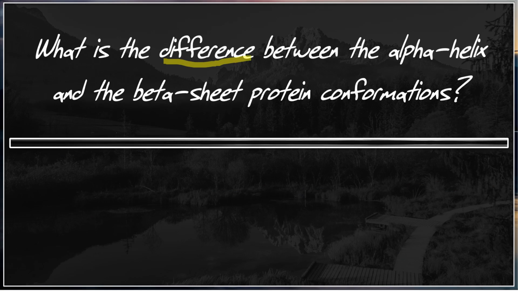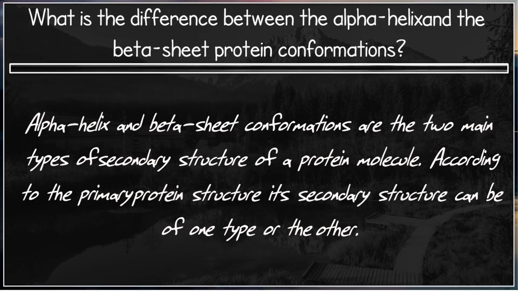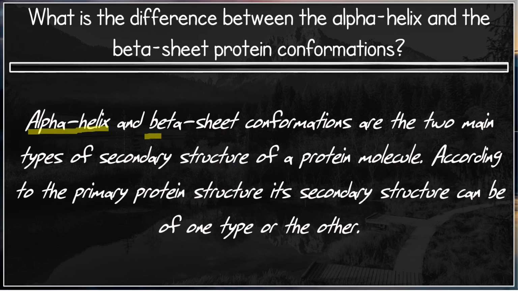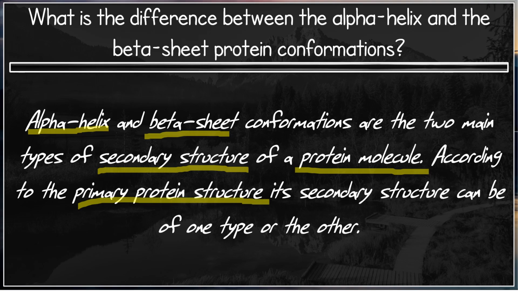What is the difference between the alpha helix and the beta sheet protein conformations? The alpha helix and beta sheet conformations are the two main types of secondary structure of a protein molecule. According to the primary protein structure, its secondary structure can be of one type or the other.